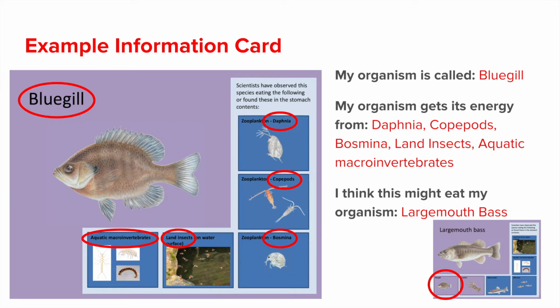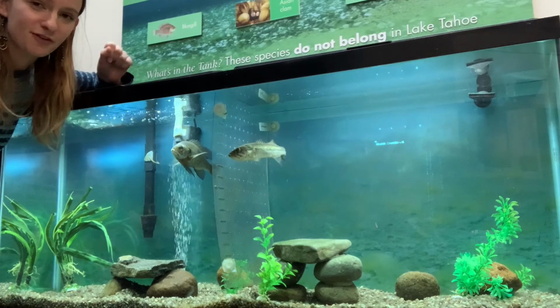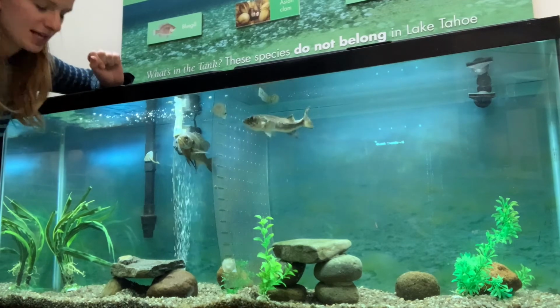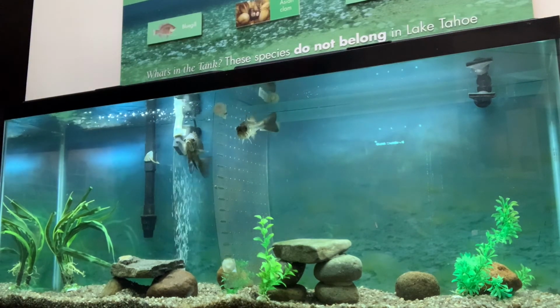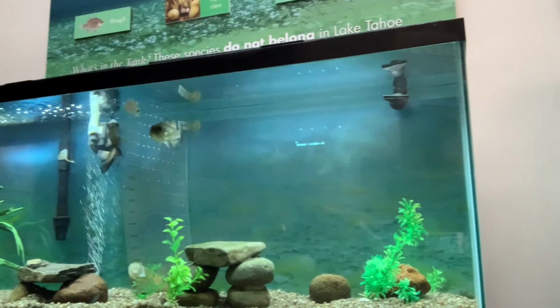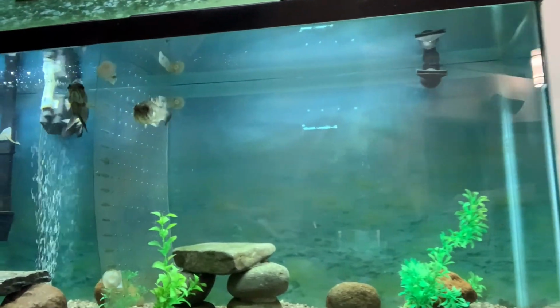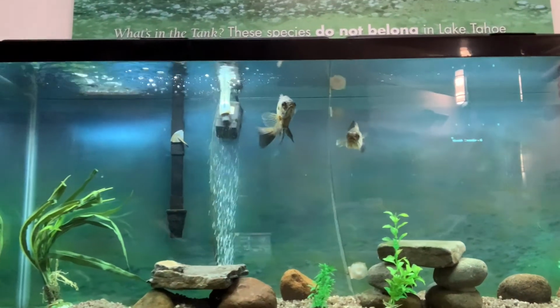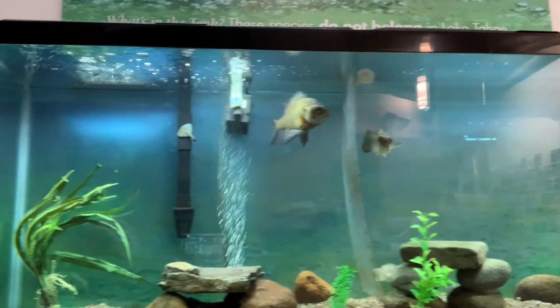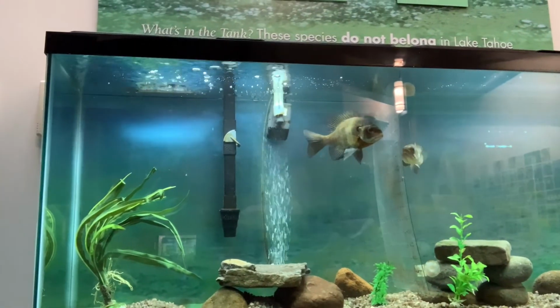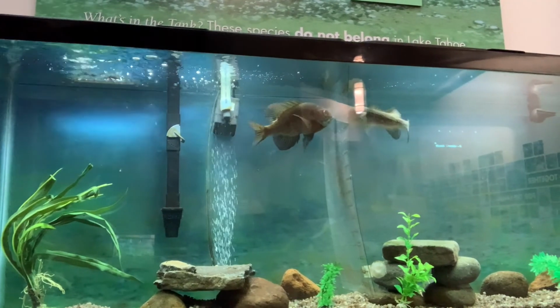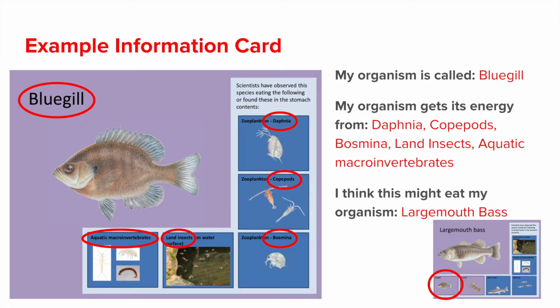And I know based on some scientific inquiry that the largemouth bass can eat the bluegill, which is actually pretty interesting. When we head to the Tahoe Science Center, you may notice that we house our bluegill and our largemouth bass in the same fish tank with a plastic divider that keeps them from fighting. These two get along pretty well as far as bass and bluegill do. However, we do notice that there is some aggression between these two types of introduced species. So that's an overview of the information card.